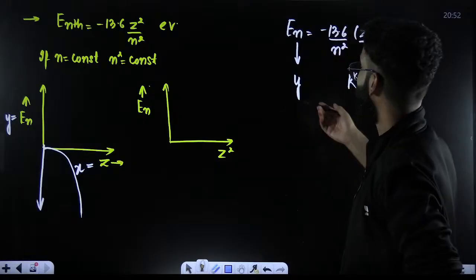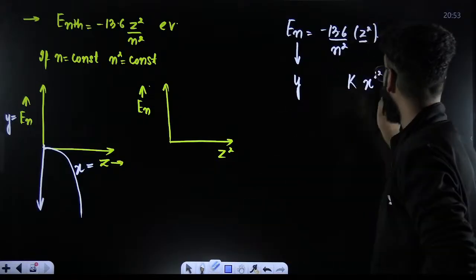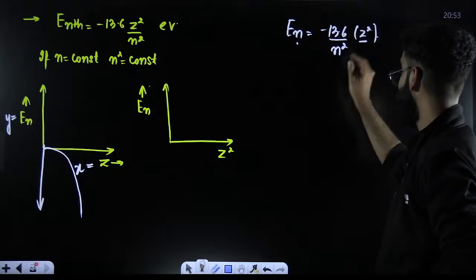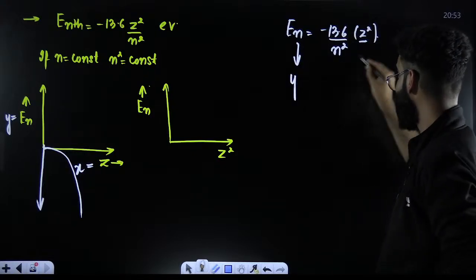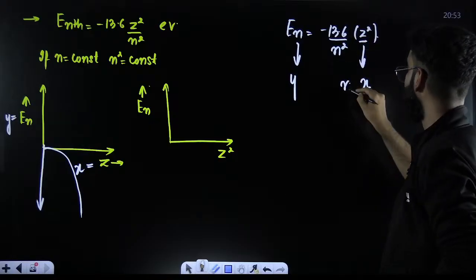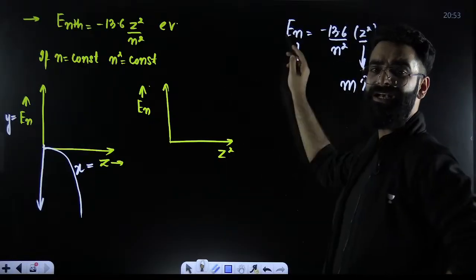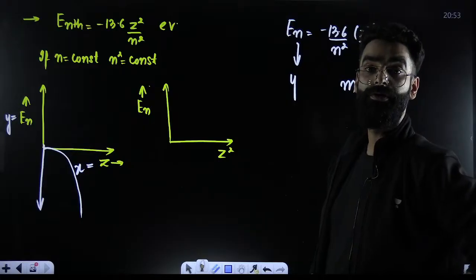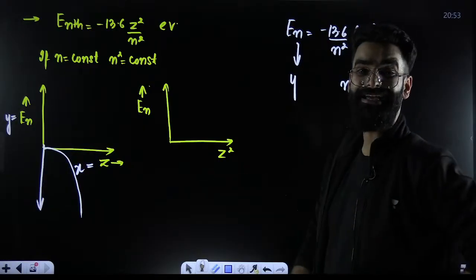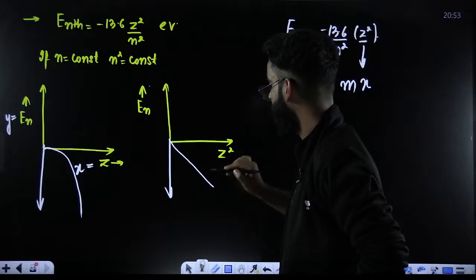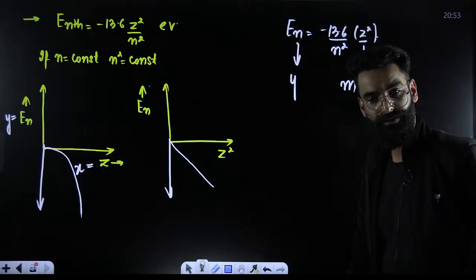Perfect. Now second one. En versus Z square. En you are plotting along y-axis, Z square you are plotting along x-axis. So this becomes your m. Y is equal to mx is a straight line, right? But you know, there's a minus sign here. If there's a minus sign, this straight line you'll make in the fourth quadrant here. Perfect. Done?